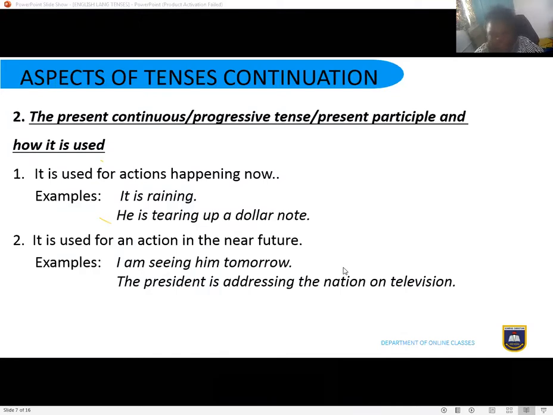So in today's class, we shall look at the present continuous or the progressive tense or the present participle and how it is used. Now, what is the present continuous tense or what is the present progressive tense?